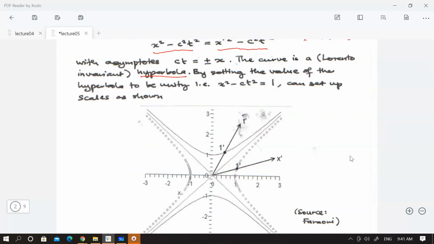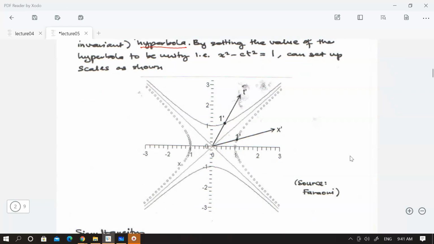So if you draw a hyperbola in the space-time diagram, you'll be able to find out what kind of scaling one should put on the time axis and what kind of scaling on the x-axis. Since these hyperbolas look the same in both frames, if you look at where the hyperbola cuts the time axis, that will set the scale. Maybe this is x squared minus c squared t squared equals 1. So that will set up this coordinate 1 on the time axis.